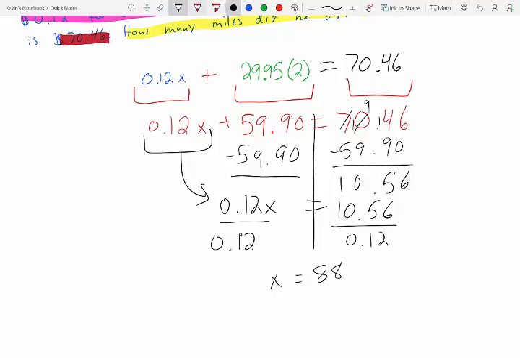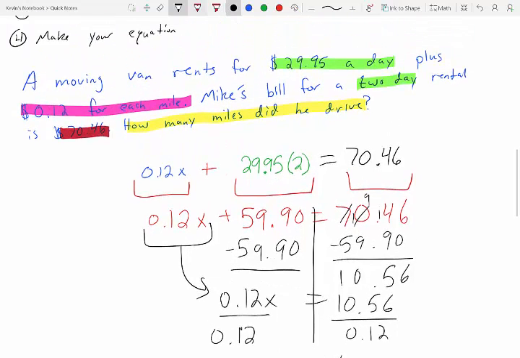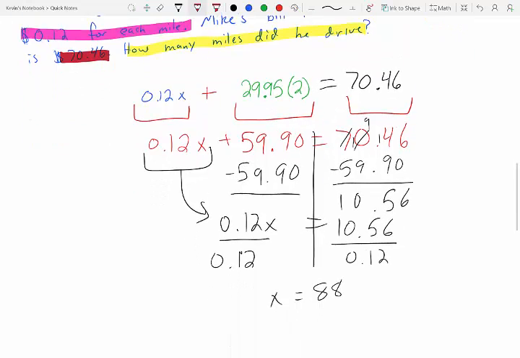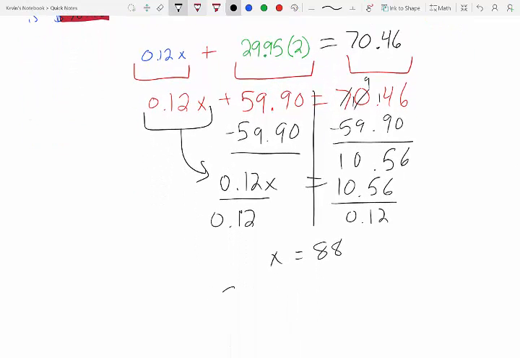So x equals 88. Let's go back and make sure we answer the question fully, figure out what label we need. We're looking for how many miles did he drive. So we need to put a label on it. He drove 88 miles. And that is my final answer.